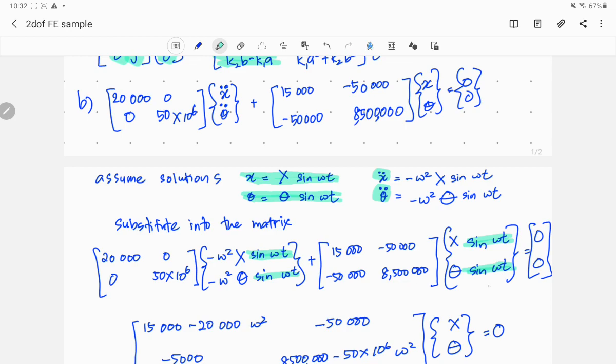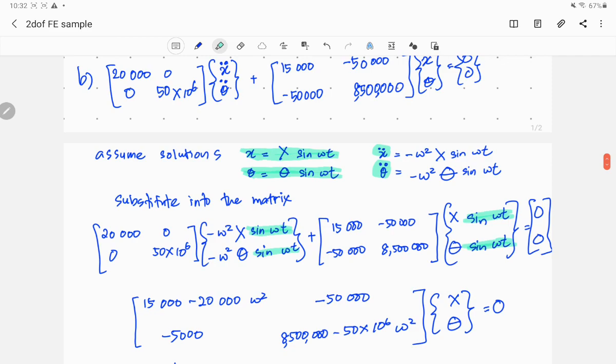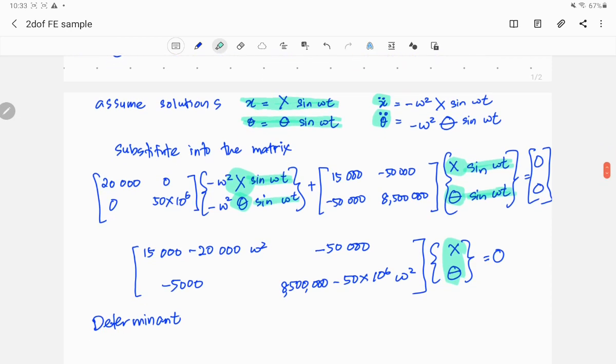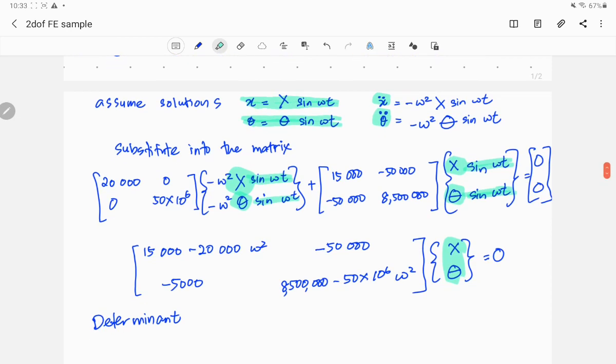So 0 divided by sine omega t, you will get 0 as well. You end up with only capital X and capital theta, basically, so you can simplify it as such. You factor it out and bring in your negative omega square. If you multiply this with this, you end up with this expression, negative omega square, same as for this one.